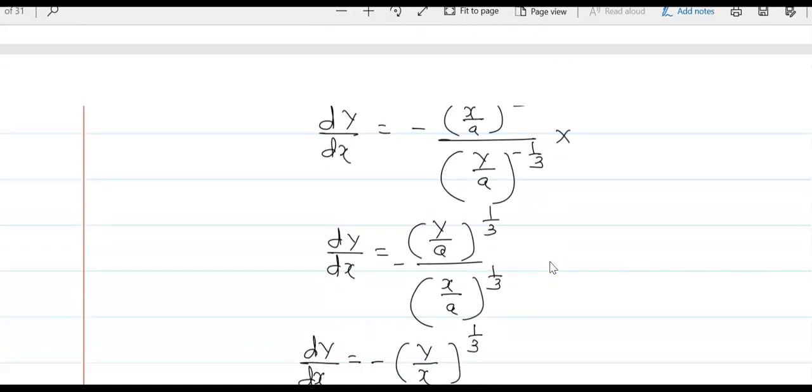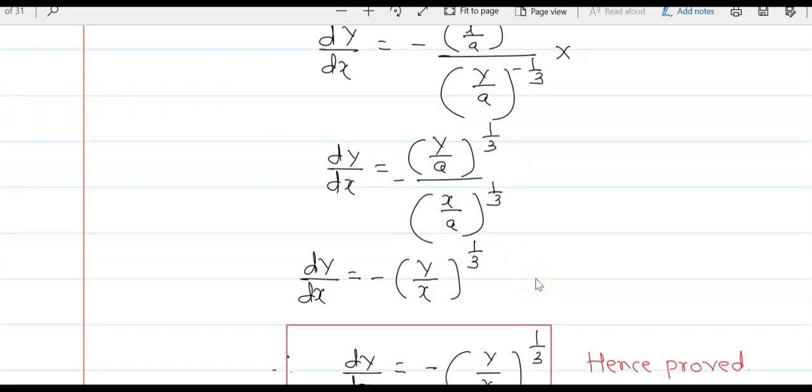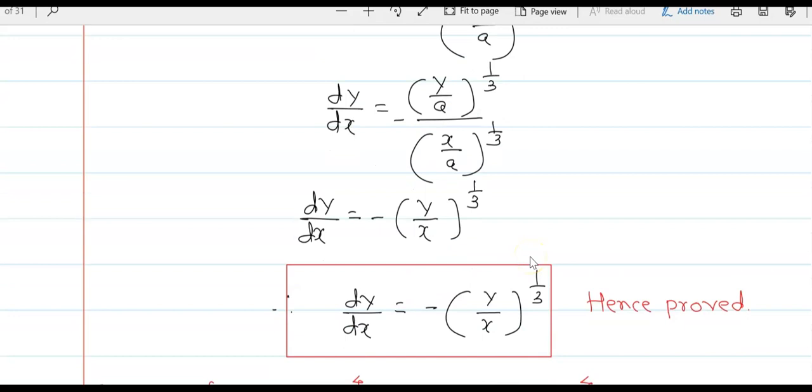We can make their powers positive by interchanging their numerators and denominators. That is dy by dx is equals to minus (y upon a) raised to 1 upon 3 upon (x upon a) raised to 1 upon 3. This a gets cancelled, you will get dy by dx is equals to minus (y upon x) raised to 1 upon 3, and hence it is proved.